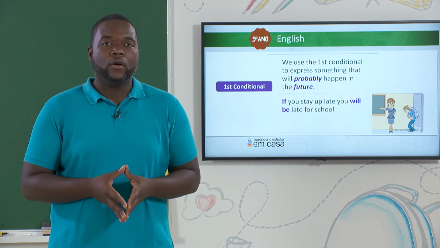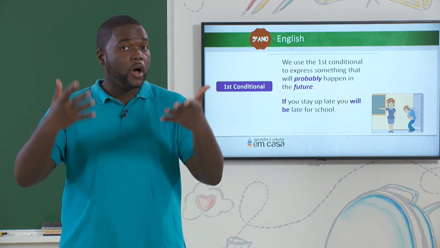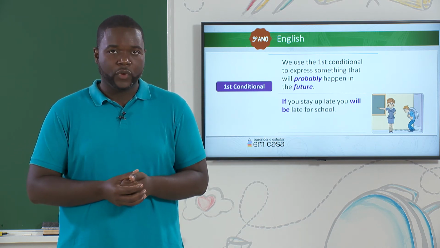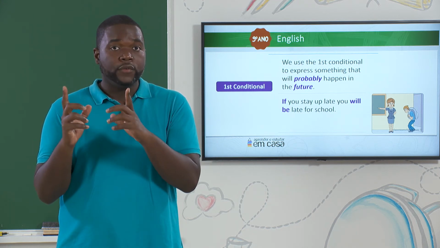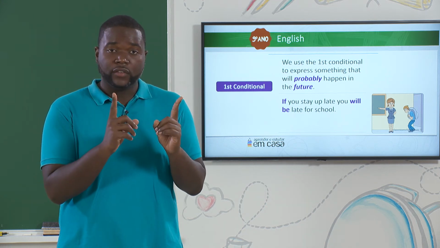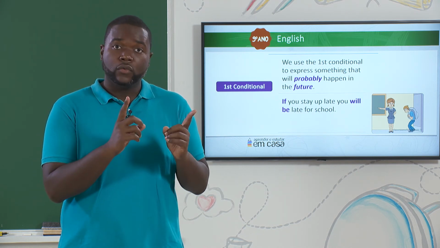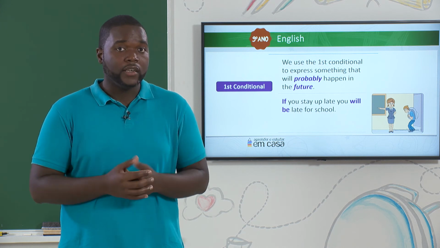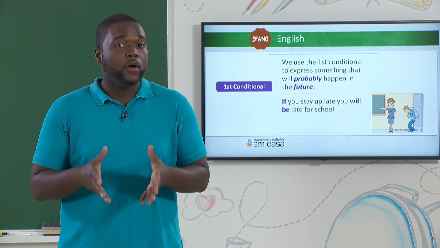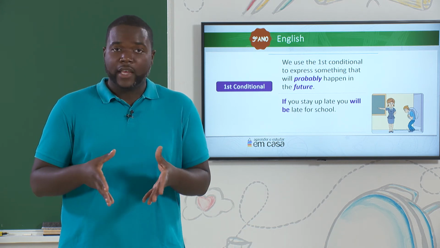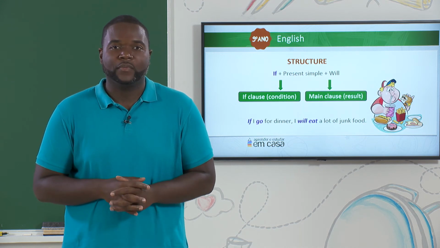Yes, students, so remember, we use the first conditional when we talk about something that will probably happen in the future, all right? Remember that we have a condition, if you stay up late, and then we have the result, okay? What happens when you stay up late? Exactly, you will be late for school, you are tired, and remember, that's not healthy for you, all right? Now that we have seen how we use the first conditional and one example, let's take a look at its structure.